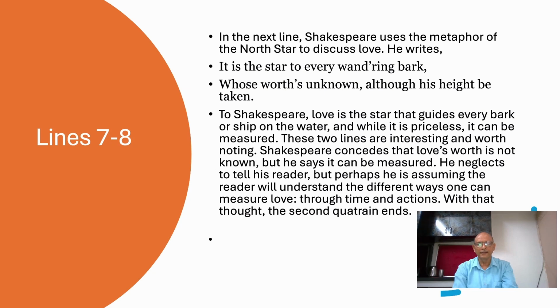These two lines are interesting and worth noting. Shakespeare concedes that love's worth is not known, but he says it can be measured. He neglects to tell his reader how, but perhaps he is assuming the reader will understand the different ways one can measure love through time and actions. With that thought, the second quatrain ends.